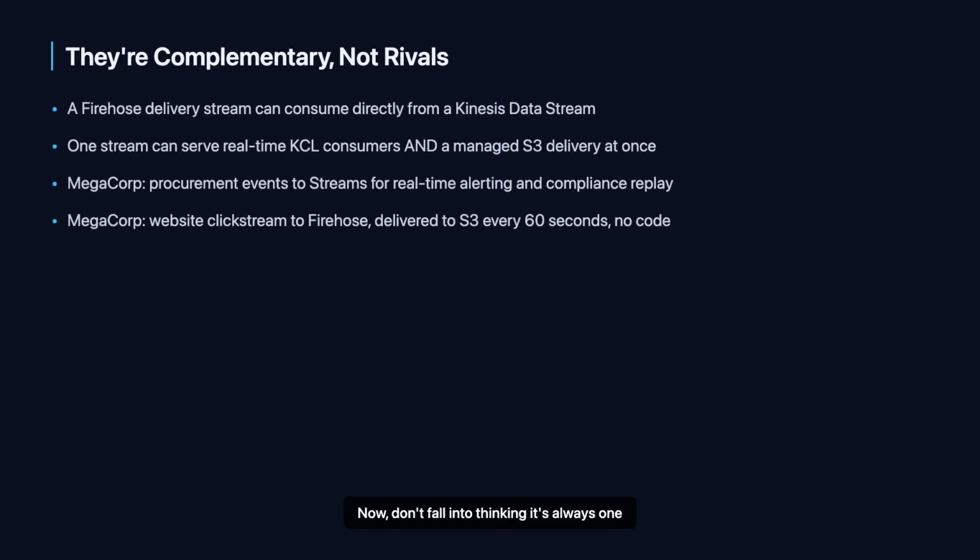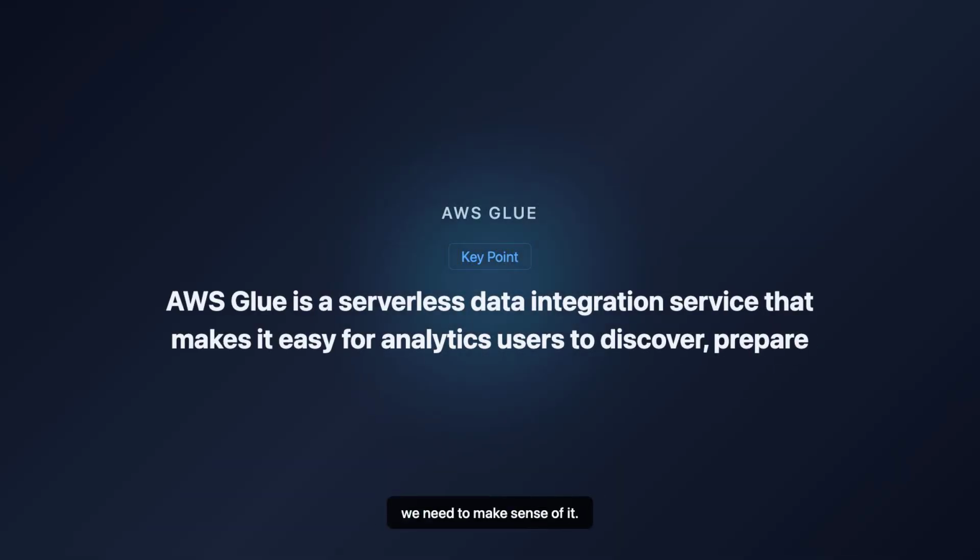Now, don't fall into thinking it's always one or the other. These two chain together. A Firehose delivery stream can consume directly from a Kinesis data stream, which means one stream can feed your real-time consumers and hand a copy to Firehose for managed S3 delivery at the same time. Megacorp uses exactly this split. Their procurement events go into streams, where one consumer runs real-time alerting and another archives for compliance with full replay. Meanwhile, their website clickstream goes straight to Firehose, which drops it into S3 every 60 seconds with no code at all.